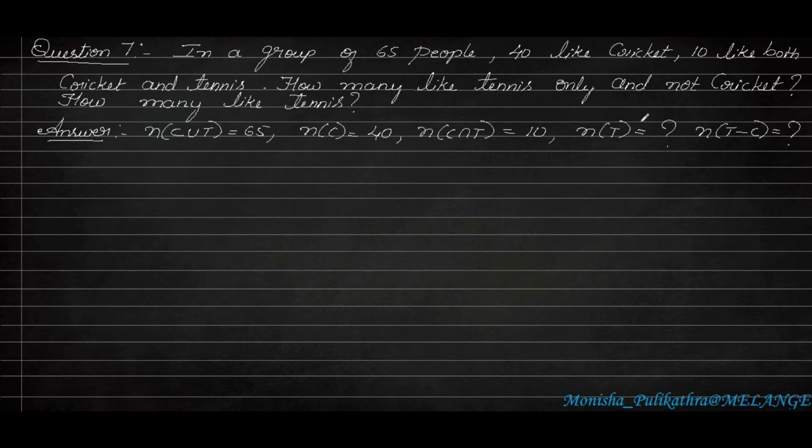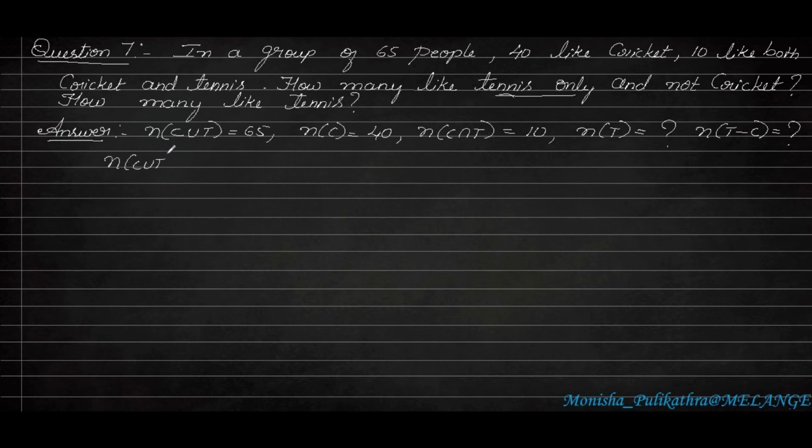So n of T is the total number of people who like tennis, but there will also be some people who like cricket. In n of C, it is not only the people who like only cricket, but some of the people may also like tennis. That is the intersection, which shows that there are some people who like tennis and cricket both. But here they have asked one more question, how many of them like only tennis and not cricket? That should be written in the form n of T minus C. So first I will be calculating n of T.